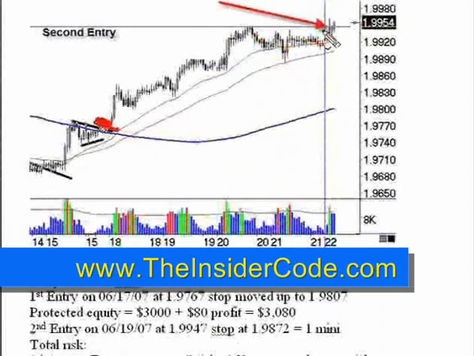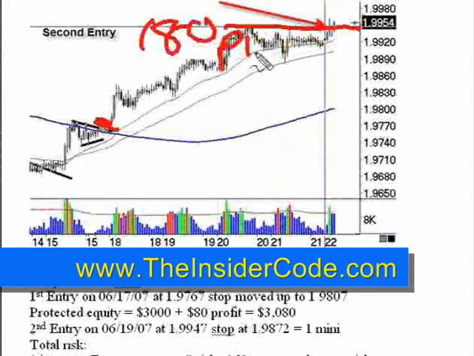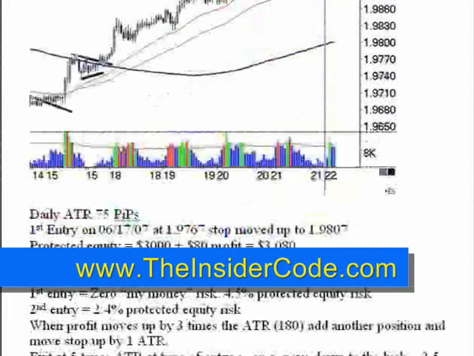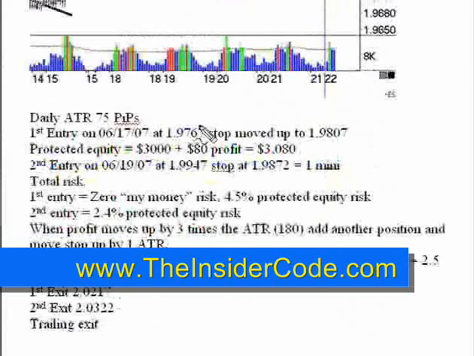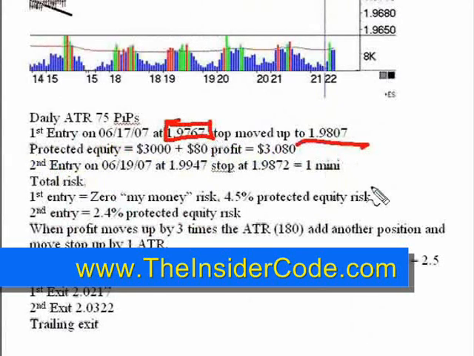Okay, so the second entry, I've marked it for you. So here was the first entry. At this blue line is where we look to get in again. Okay, so at this point we have 180 pips worth of profit. Alright, so let's look at what the numbers are. Okay, so our first entry was at 97.67. We moved our stop up to 98.07. And we've protected $80 in profit.